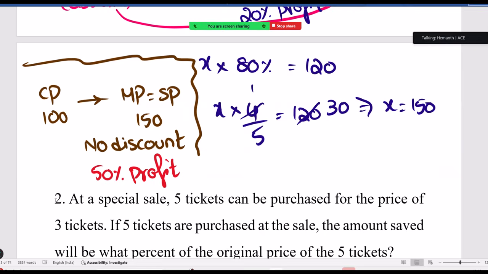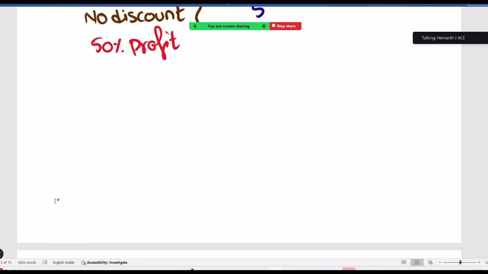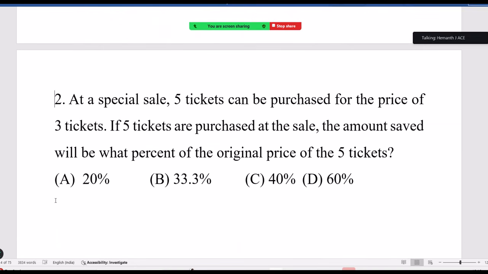So I hope you understand this. As there is no discount, the marked price and selling price must be equal. You got 50% profit overall. Now let's have a look at the second question.